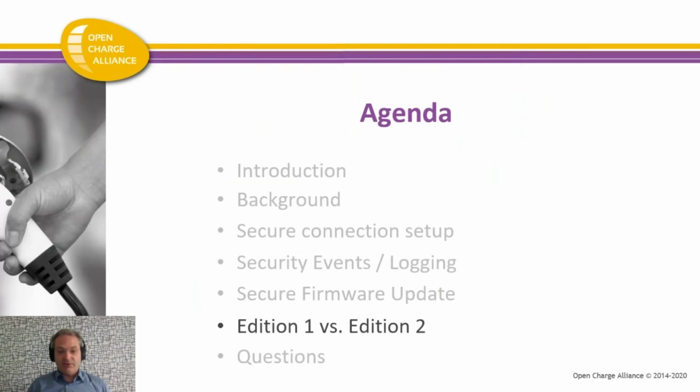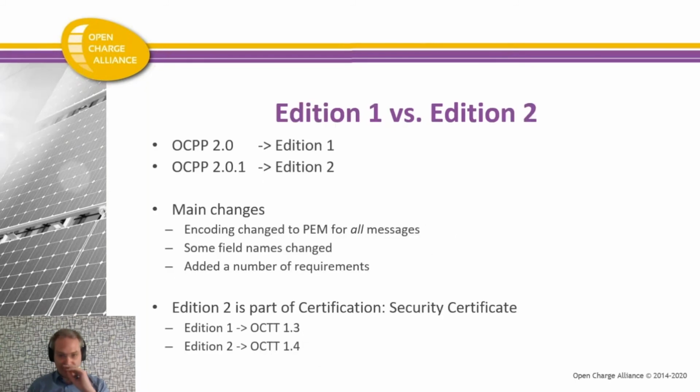Then a final note on edition 1 versus edition 2. As already indicated in the beginning, the OCPP 1.6 Security White Paper edition 1 has been based on the OCPP 2.0 implementation. Edition 2 has been based on OCPP 2.0.1. The main change is that all messages now use PEM encoded certificates.